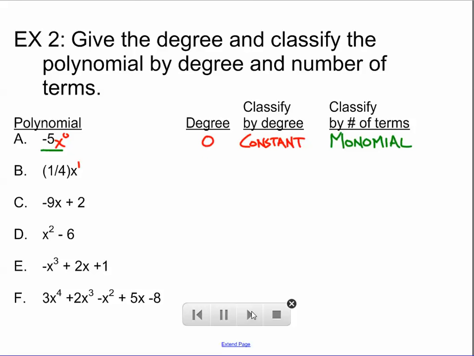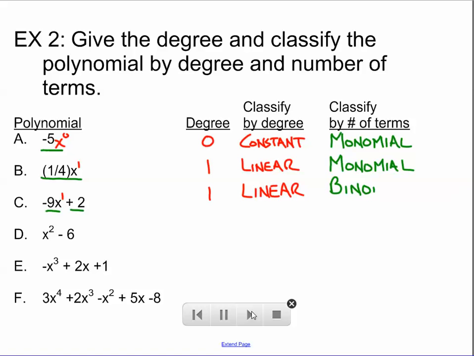Example B does have a variable whose exponent is 1. We call this a linear polynomial. It's still one term, so it's still a monomial. Example C, the biggest exponent of the variable is 1, so it's still linear. It's a two-term polynomial though, so we call it a binomial.